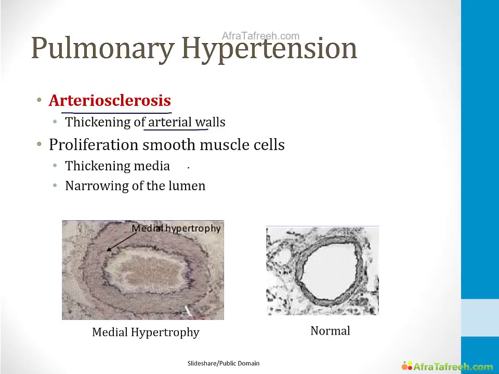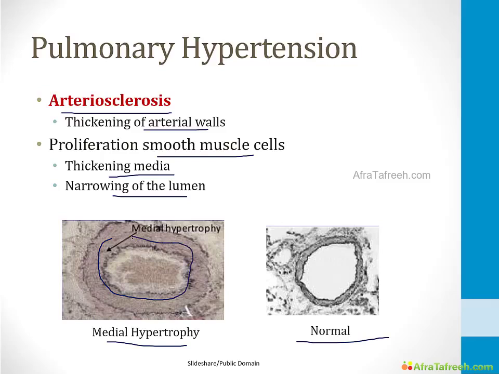Pulmonary hypertension leads to arteriosclerosis, which is thickening of the walls of the pulmonary arteries. This occurs because chronic blood pressure elevation in the pulmonary arteries causes smooth muscle cells to proliferate. This thickens the medial layer of the pulmonary artery and narrows the lumen. So if you look at this picture on the screen here, this is an example of medial hypertrophy next to a normal example on the right. And you can see that the medial layer here is thickened, and that's going to narrow the lumen for blood flow, which is going to make blood flow through the lungs even worse.